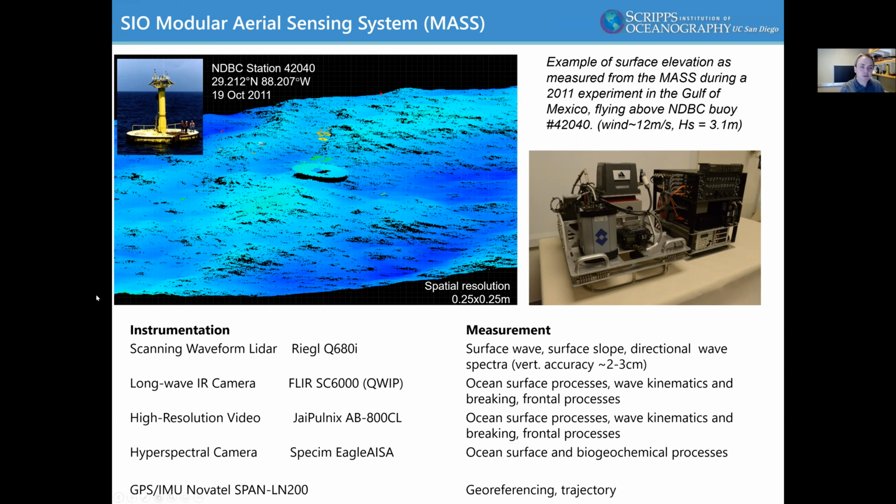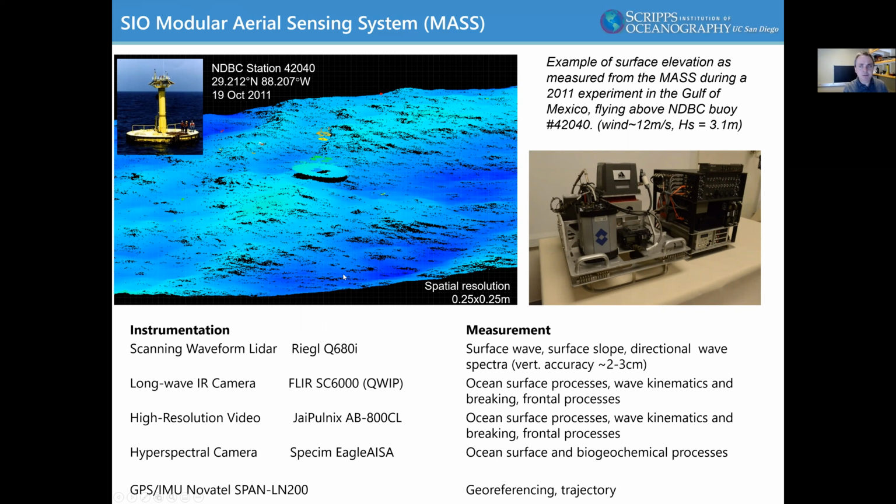At the heart of the MASS, you find the scanning waveform LiDAR from Riegl that is capable of measuring surface wave, surface slope, and directional wave spectrum with great accuracy. What I'm showing here on the left is a 3D point cloud color-coded for height. This was some of our first flights, just flying on top of a platform in the Gulf of Mexico that I'll talk about a little later on.